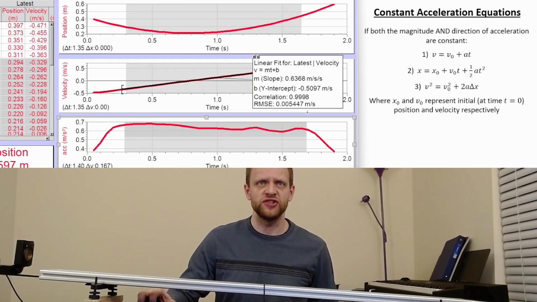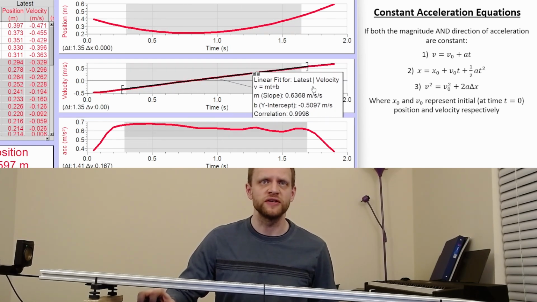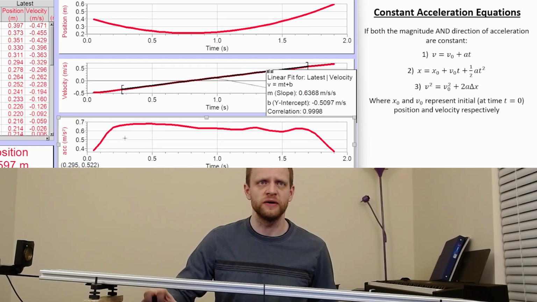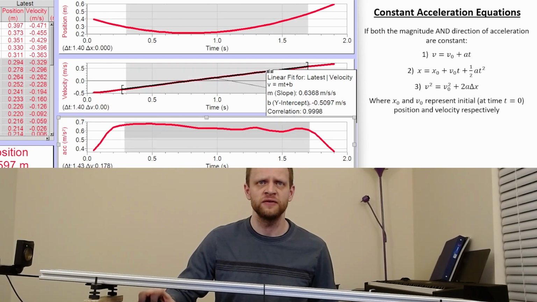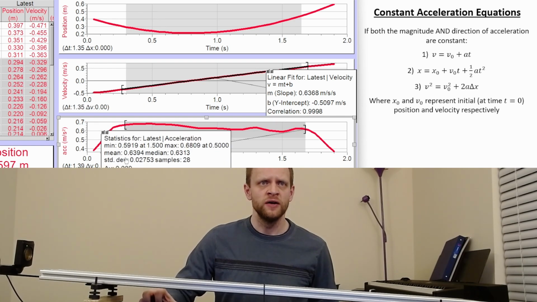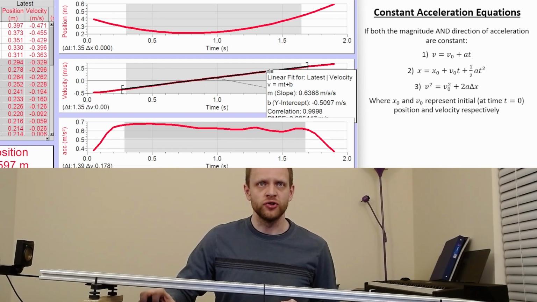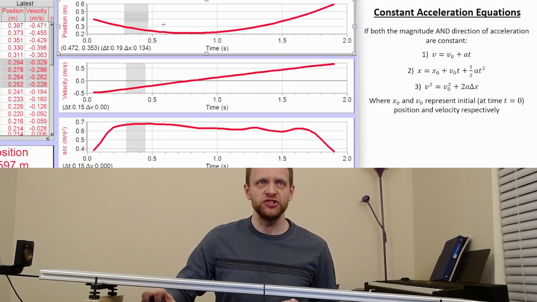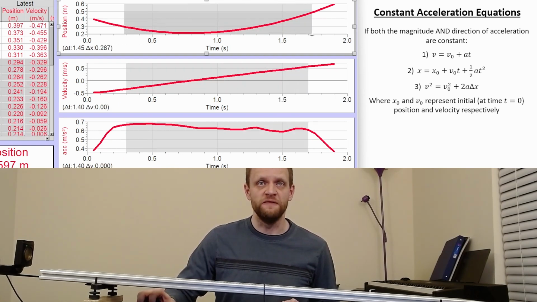If I highlight the same section of data, making sure it's approximately the same section, and I look at the statistics for that acceleration data, cool, 0.639 meters per second squared, very close to our 0.637 meters per second squared. And also notice that our position data forms a very nice parabola.